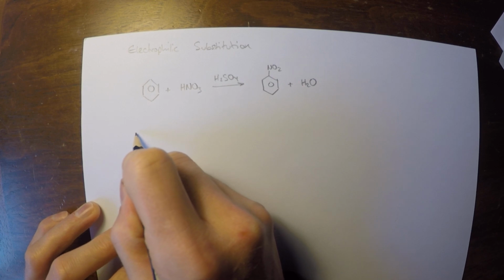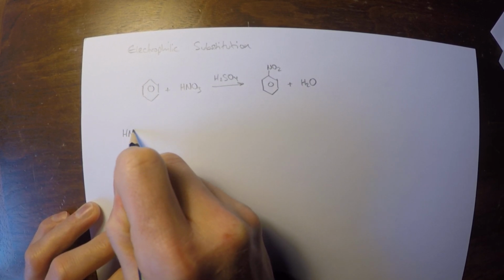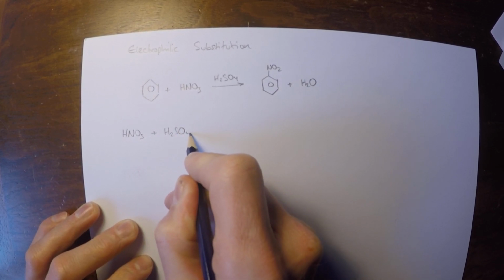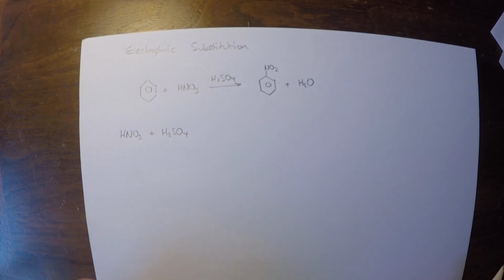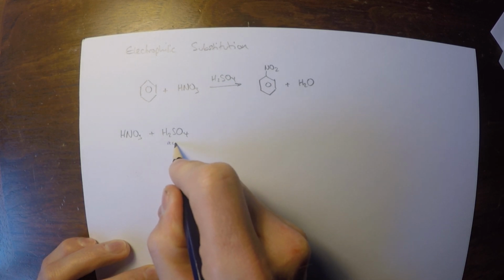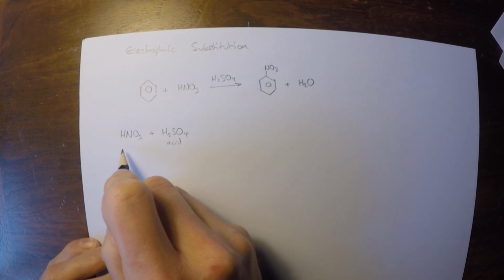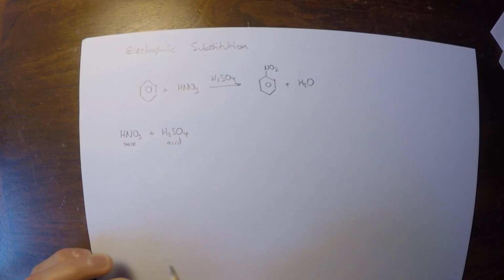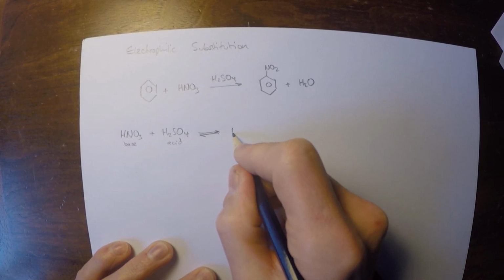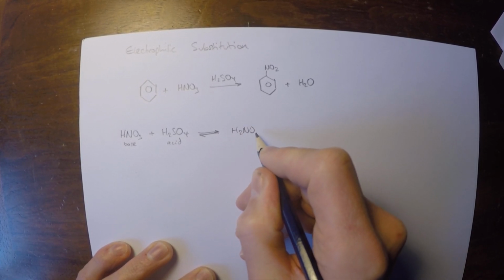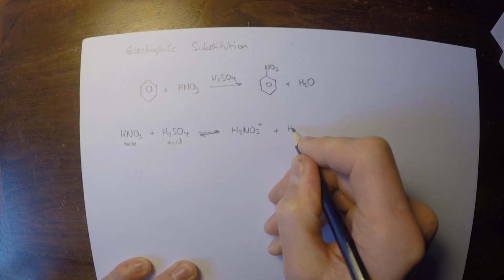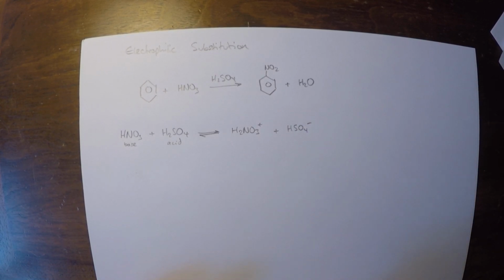And the way in which the NO2+ ion is generated is that the nitric acid reacts with the sulfuric acid, and these are both strong acids. However, the sulfuric acid is a stronger acid than the nitric acid. So in this reaction, the sulfuric acid donates a proton to the nitric acid, therefore making the nitric acid act as a base, and the nitric acid accepts that proton to form H2NO3+ and the hydrogen sulfate ion.